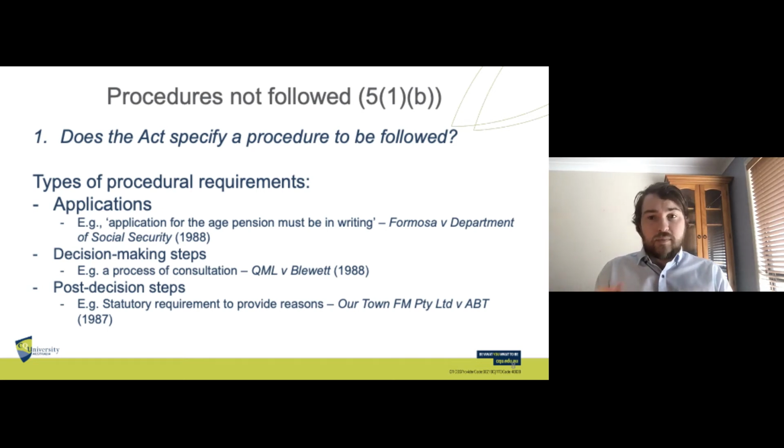And thirdly, does the Act spell out any post-decision steps that the decision maker has to go through? For example, providing reasons, alerting applicants to their right to appeal or review, for example. So there's a huge breadth of possible procedures that can be provided for, and you need to look at each specific Act to know what that is. But those are just some common ones to be alert to.